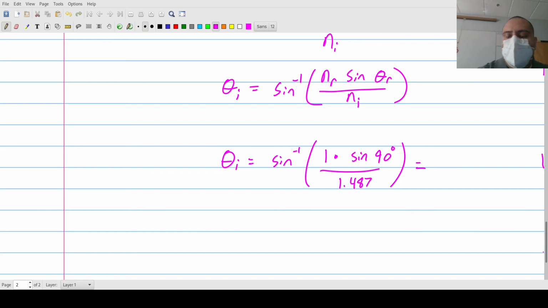And I get 42.259, let's call that 42.26 degrees. So if the angle is anything greater than 42.26 degrees, it will reflect. If it's less than 42.26 degrees, it will refract.